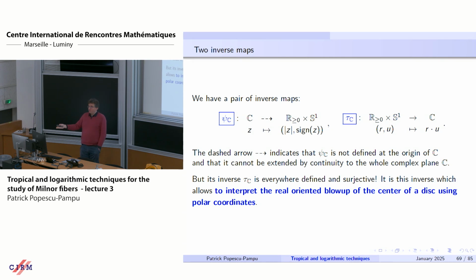And now, in fact, real-oriented blow-up can be interpreted using this map. So first of all, we will ask the following. If we do this, you see this modification of C is performed because we chose a special function on C, which is Z.